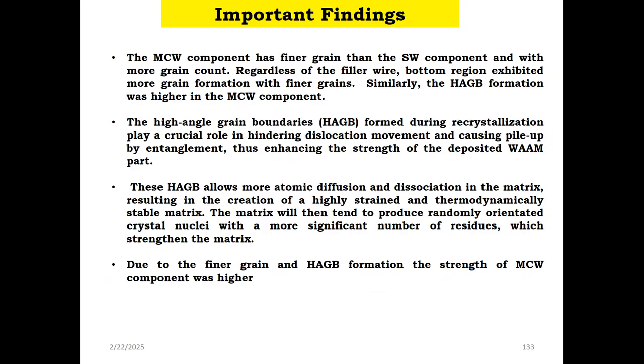These HAGBs allow more atomic diffusion and dislocation in the matrix, resulting in the creation of a highly strained and thermomechanically stable matrix. The matrix will then tend to produce randomly oriented crystal nuclei with a more significant number of residues, which strengthen the matrix. Due to the finer grain and HAGB formation, the strength of the MCW component was higher.